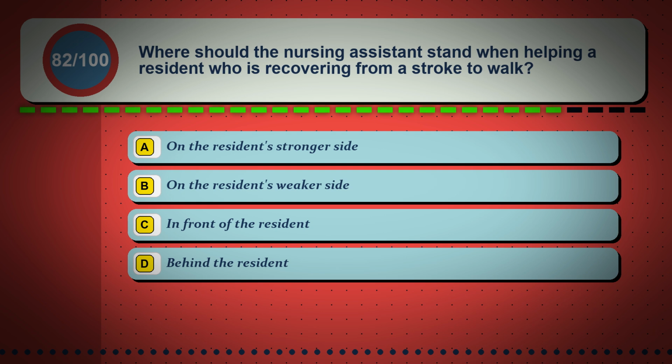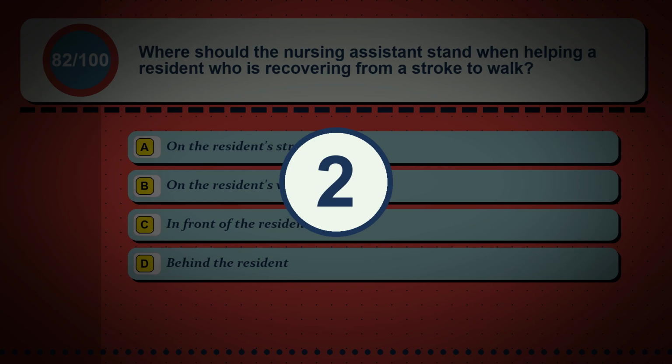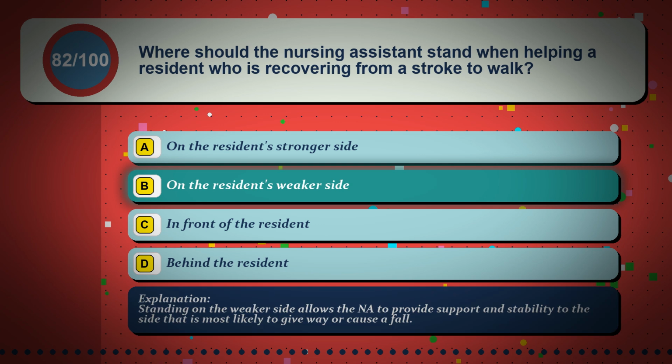Where should the nursing assistant stand when helping a resident who is recovering from a stroke to walk? Option A. On the resident's stronger side. Option B. On the resident's weaker side. Option C. In front of the resident. Option D. Behind the resident. The correct answer is option B. On the resident's weaker side. Standing on the weaker side allows the NA to provide support and stability to the side that is most likely to give way or cause a fall.